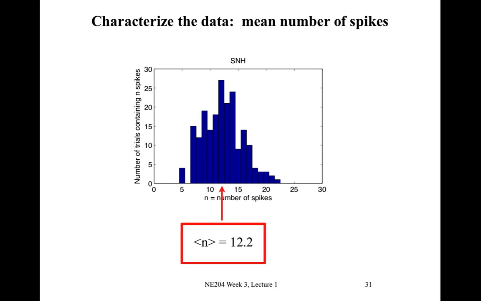The mean value is 12.2, right in the heart of this histogram. And that's maybe what we would expect. If we were to draw a trial at random of these 200 trials, we would expect to see about 12 spikes. We wouldn't be surprised at all if, given a trial at random of those 200, we pulled it out and we observed 12 or 13 spikes.